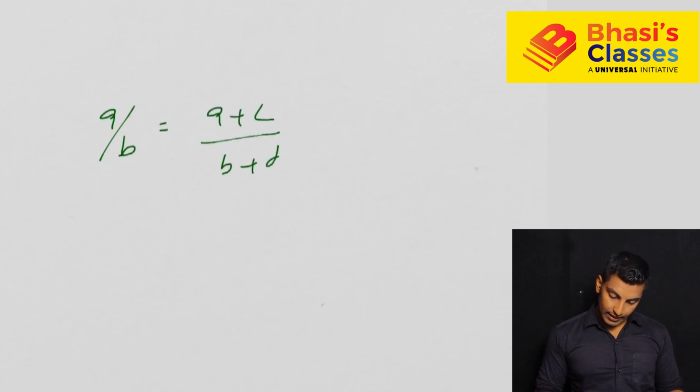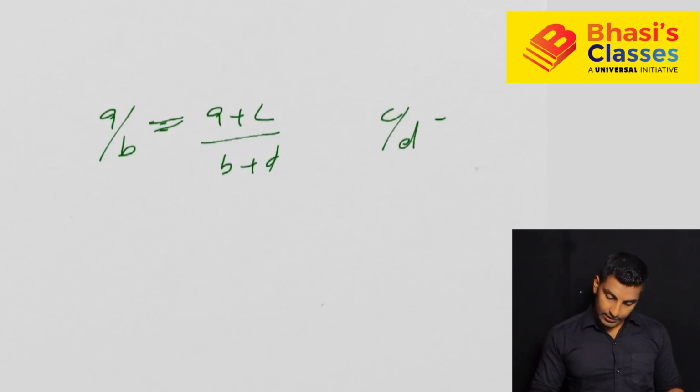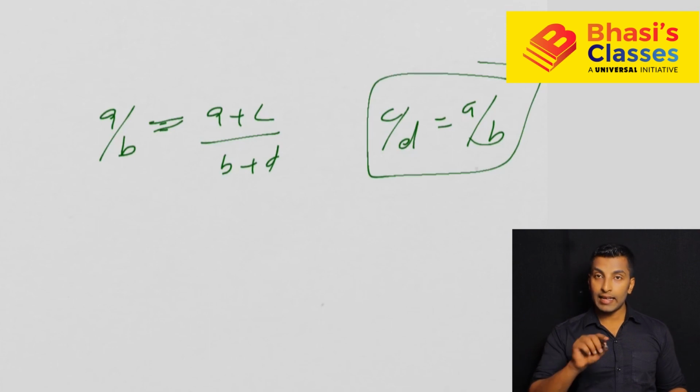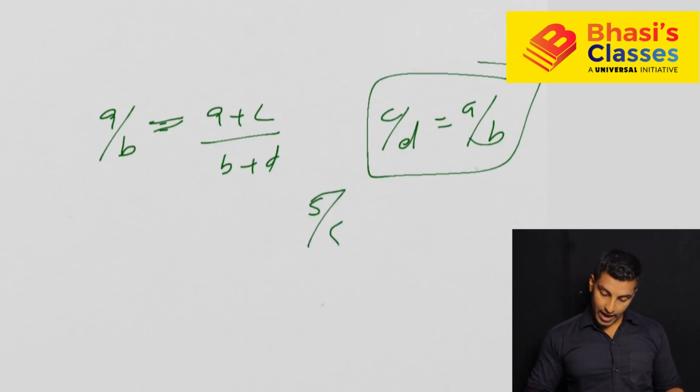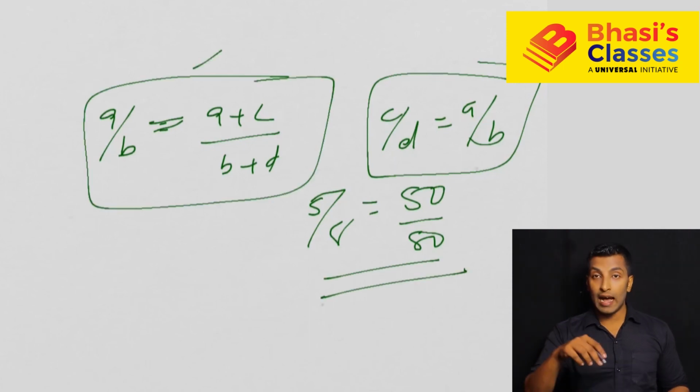If you want to generalize, you have a ratio a by b, and you write it as a plus c by b plus d. This will be equal if c by d is equal to a by b. In our case, c by d was 5 by 8 and a by b was 50 by 80, and both are equal, so this ratio will be equal. The last two properties that we have discussed are very important. Now I hope all of you understood this completely.